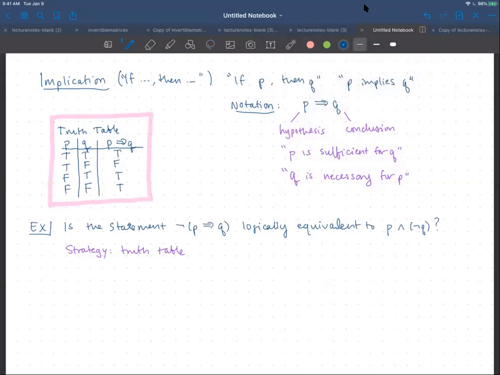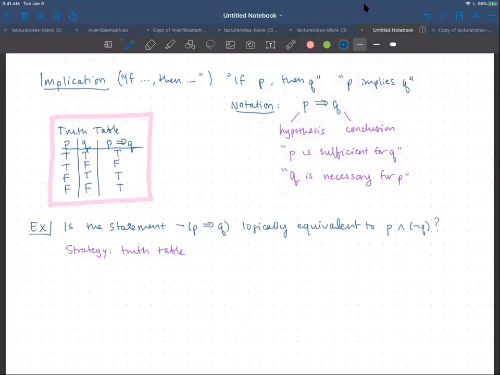We also might want to know, how do we negate an implication? And I've got this little conjecture here. I think that the statement not (P implies Q) is logically equivalent to an and statement, P and not Q. And my strategy for showing that this is true is going to be to use a truth table.